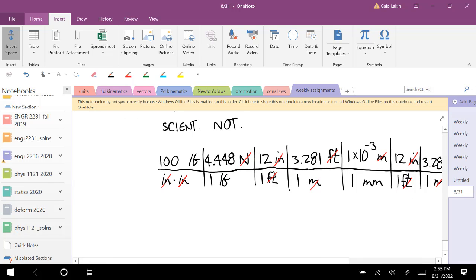And what do you get when you multiply all that out? Anybody? 6.89 times 10 to the minus fourth kilonewtons per millimeter squared. Any questions about that one?